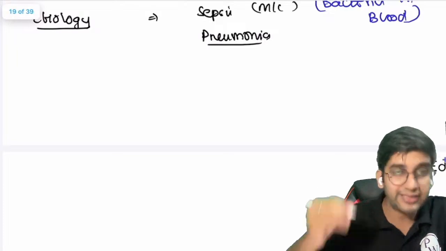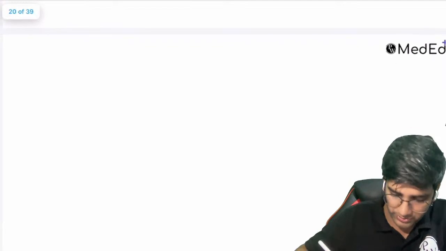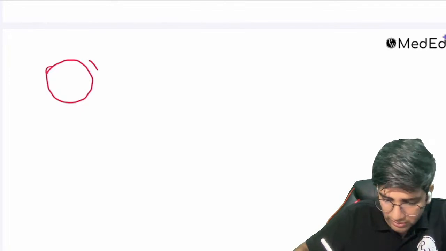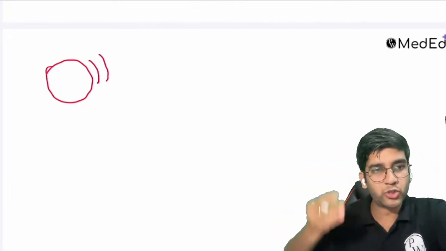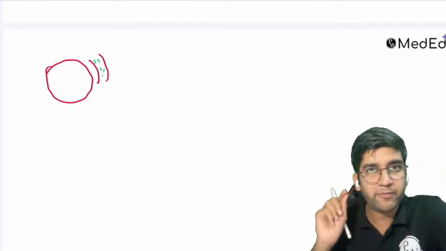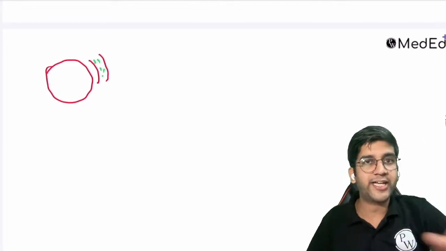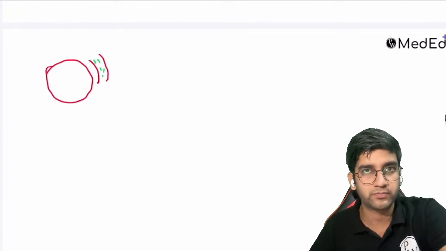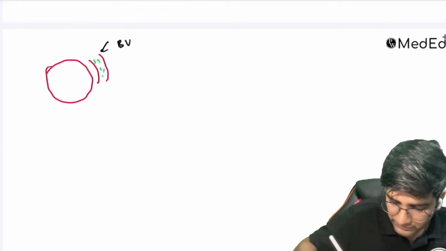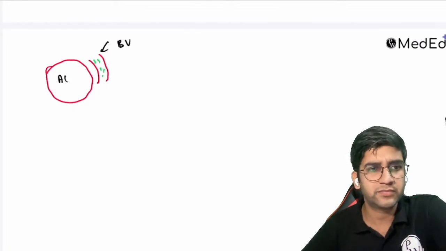Let's take sepsis because it is the most common etiology of ARDS, and see what happens to the lung. Just for understanding, I have an alveoli here and a blood vessel here. I have drawn the blood vessel longitudinally because I have to draw bacteria inside. I'm having bacteria in the blood vessel. Can this bacteria cause endothelial damage? It will, definitely.